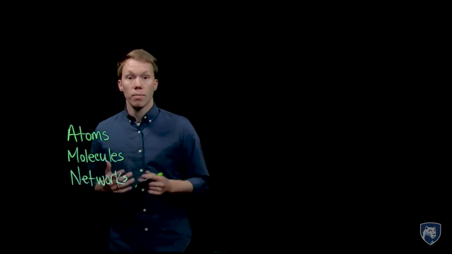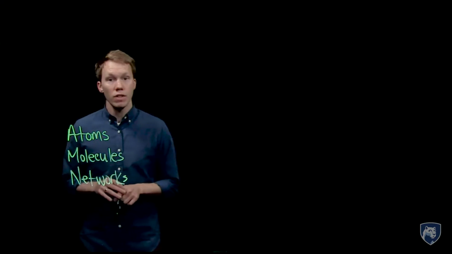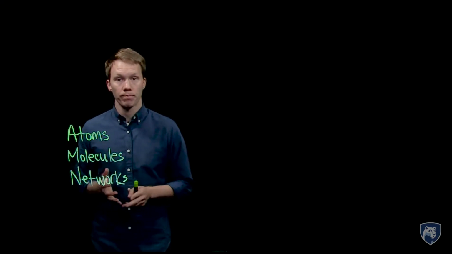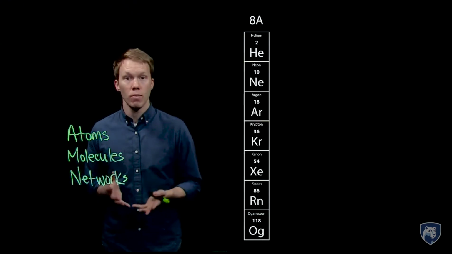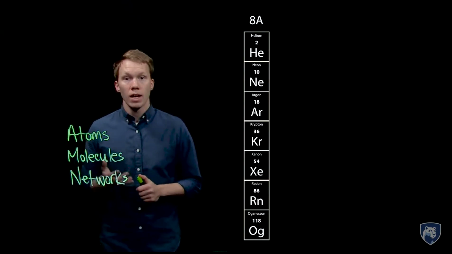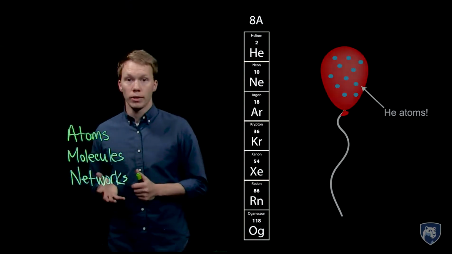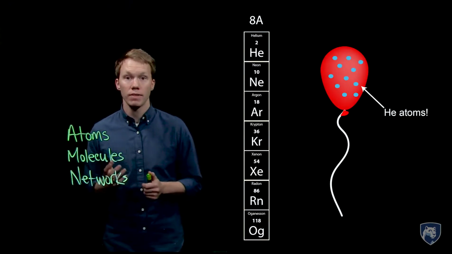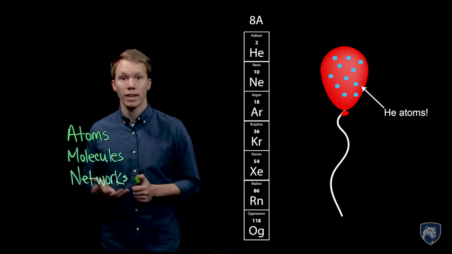You might be surprised to hear that very few elements on the periodic table exist in their atomic form. Group 8, known as the noble gases, are the only 7 elements that exist as individual atoms. Take, for example, a typical party balloon. These are filled with helium gas, and that helium gas is made up of individual helium atoms.